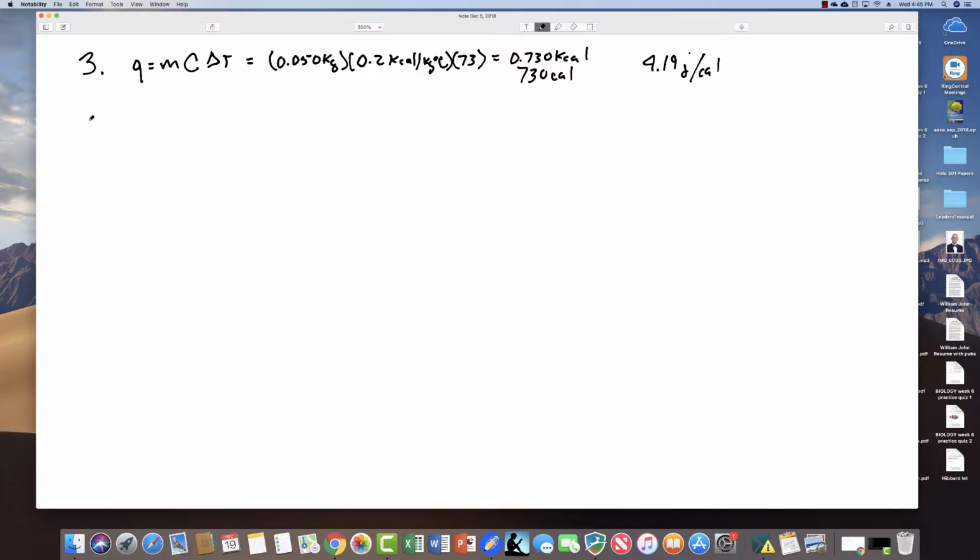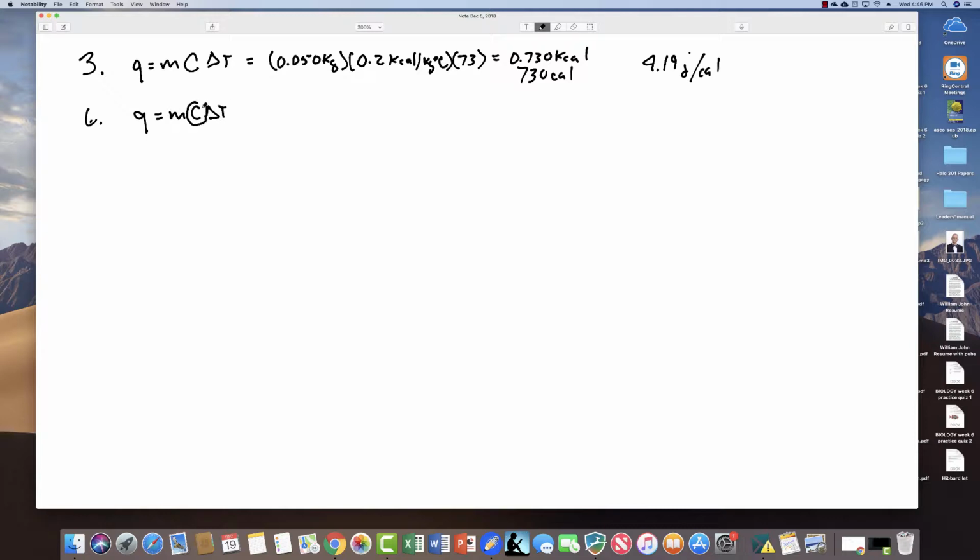The next problem is problem number 6. Problem number 6 states that a 0.25 kilogram block of pure material is heated from 20 to 65 degrees by the addition of 4.35 kilojoules of energy. Calculate its specific heat and identify the substance of which it is most likely composed. Now they use joules here. Again, the formula is the same. Q is equal to m C delta T.